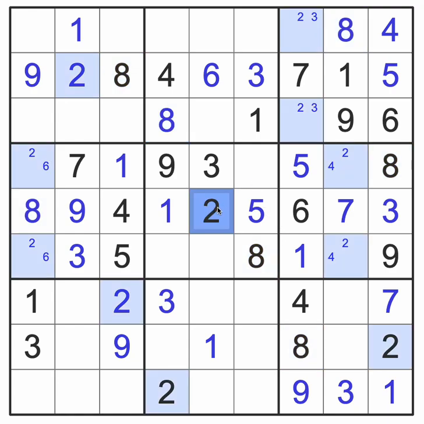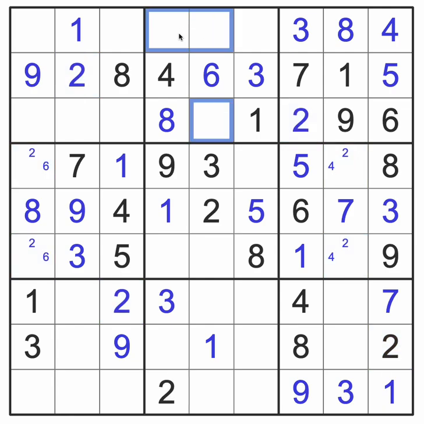And that means 2 here blocks these 2 cells and makes 2 to come here or here. So this can no longer be 2, makes it 3. And this is 2. Oh, I had 2 in box 2 already. So these cannot be 2. Gives me 2 here.